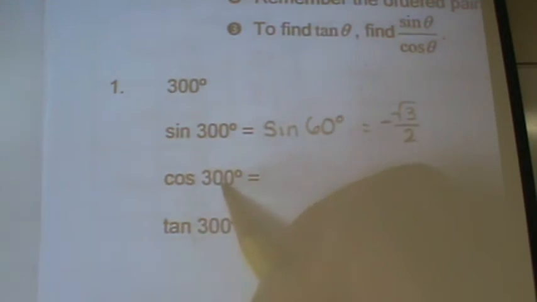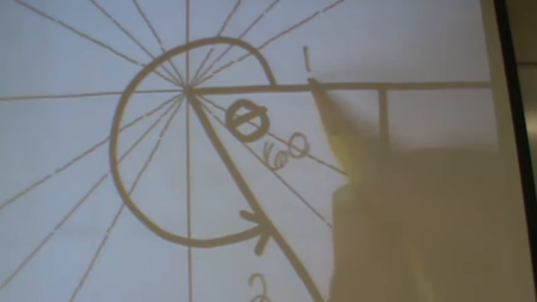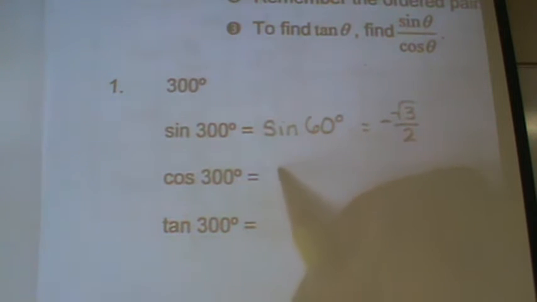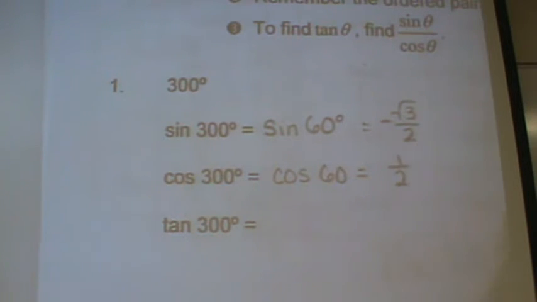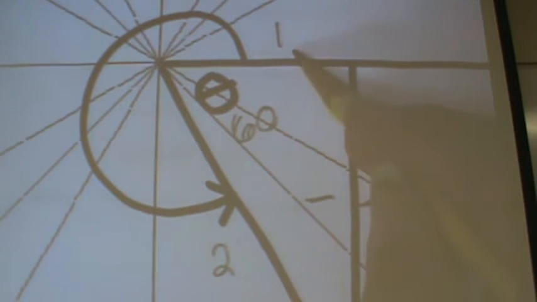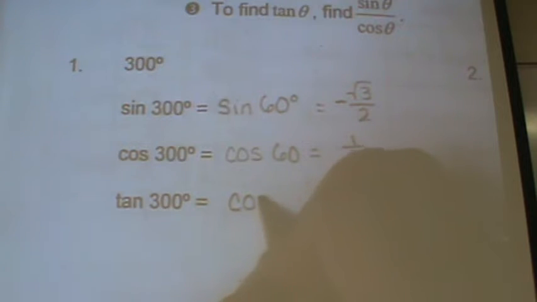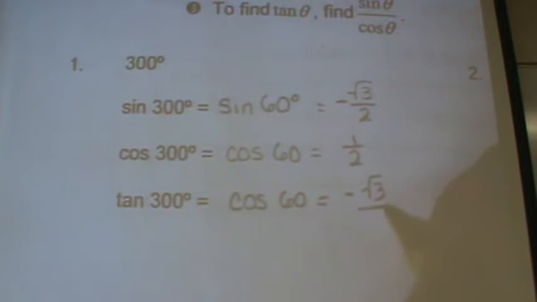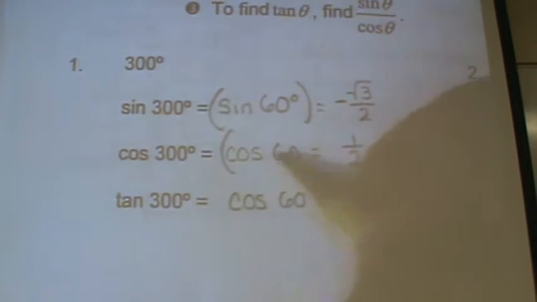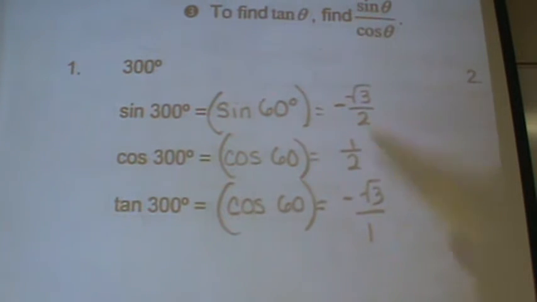What's the cosine of 300? Well, it's the same as the cosine of a 60-degree angle. Cosine is adjacent over hypotenuse. So it's the same as the cosine of 60 with the sign change, which is still 1/2. And the tangent of 300 would be opposite over adjacent, which is negative root 3 over 1. Now, it's not exactly the same as the values for 60. We have sign changes, and the sign changes reflect the fact that it's in quadrant 4.